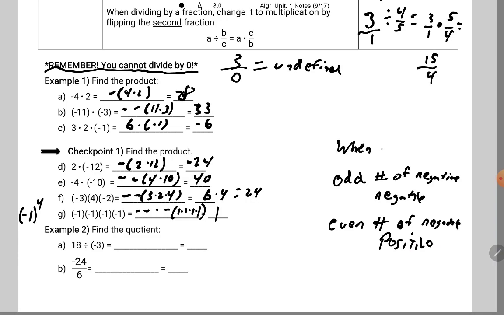This is only when you're multiplying or dividing. So when you're multiplying or dividing, if you have an odd number of negatives, then it's negative. If you have an even number of negatives, then it's positive.